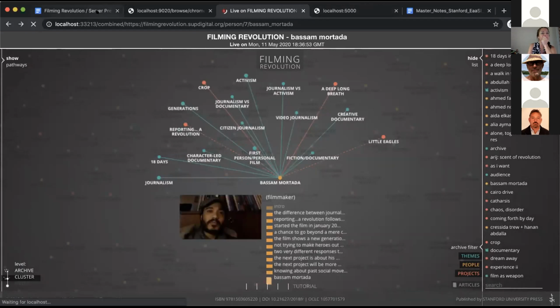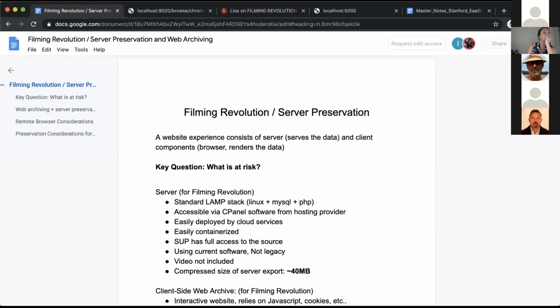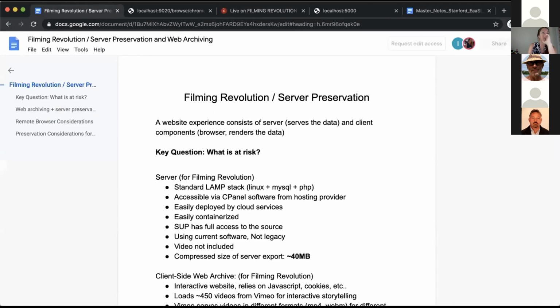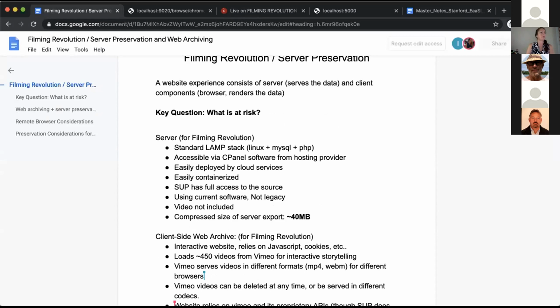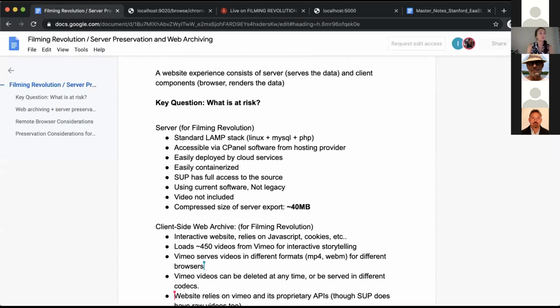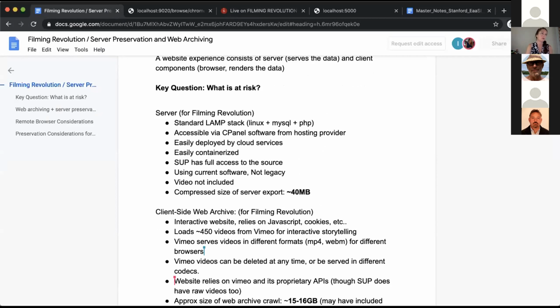I'll talk a little bit about why I'm taking this approach and what I'm doing. I put together a few quick notes here. I think a key question is what is at risk exactly. When it comes to a website, there's a server component, and then there's the actual interaction that happens in the web browser. In the case of the server, it's using a standard LAMP stack, as Jasmine mentioned.